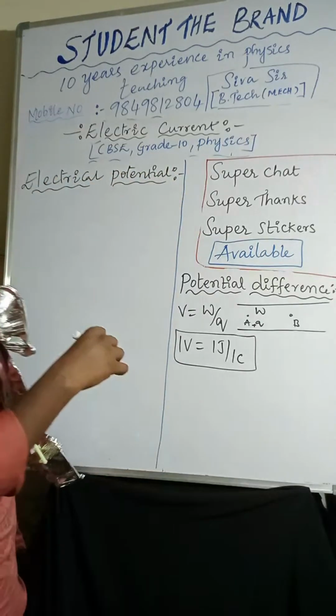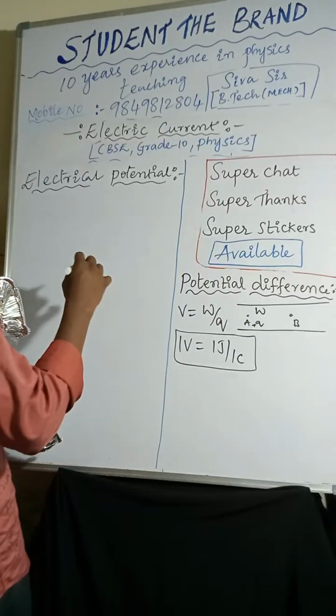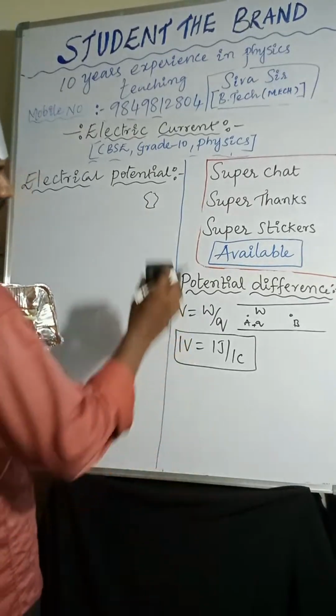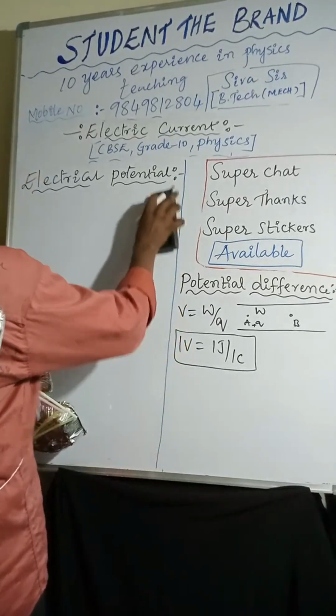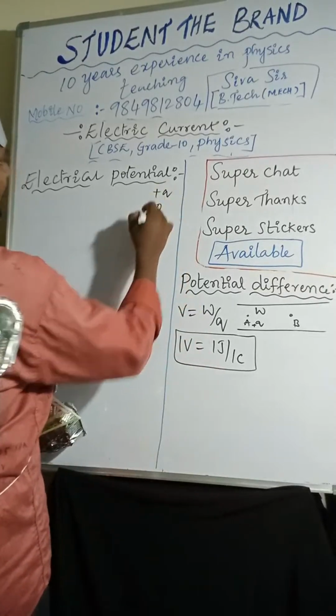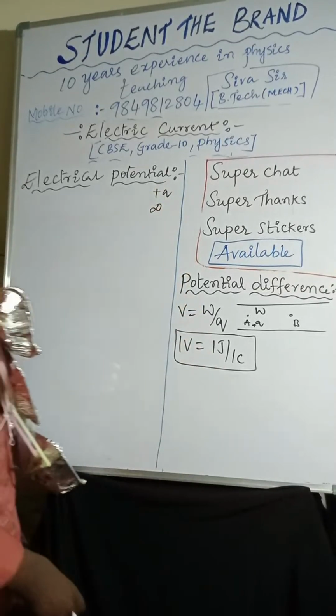Electrical potential is nothing but the work done to bring a unit positive charge. So I'm taking a positive charge, and this positive charge is at infinity.